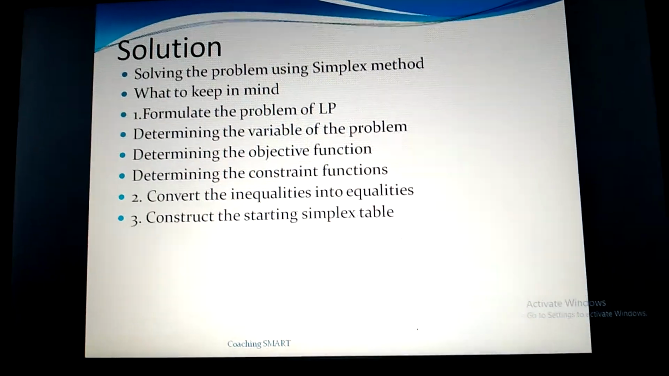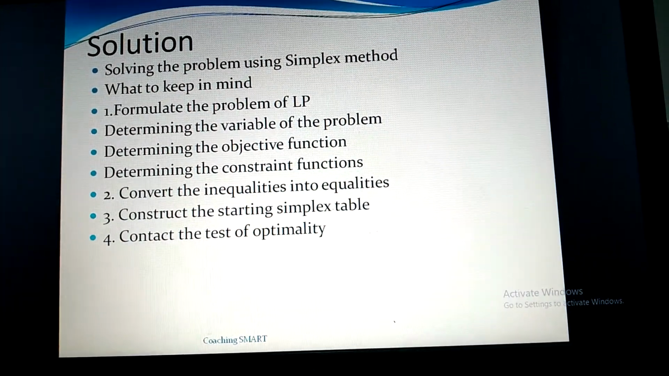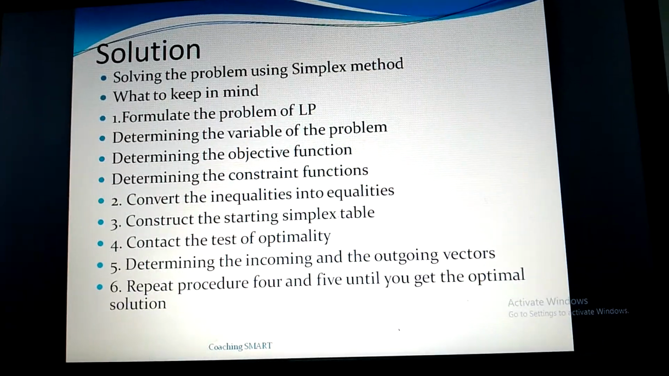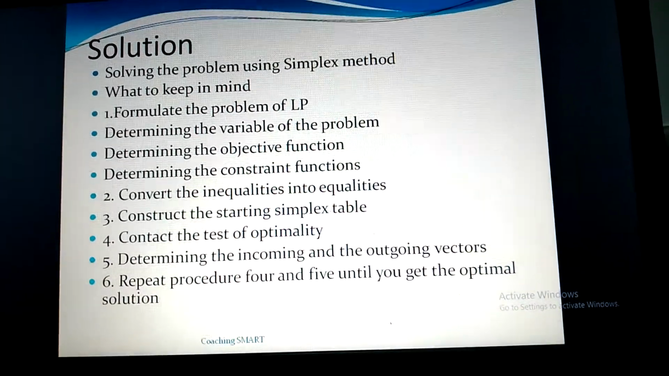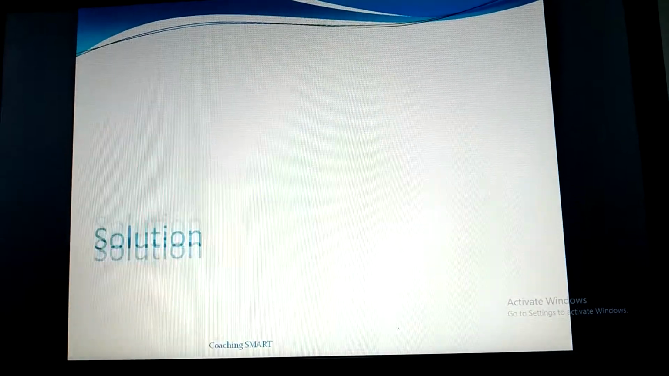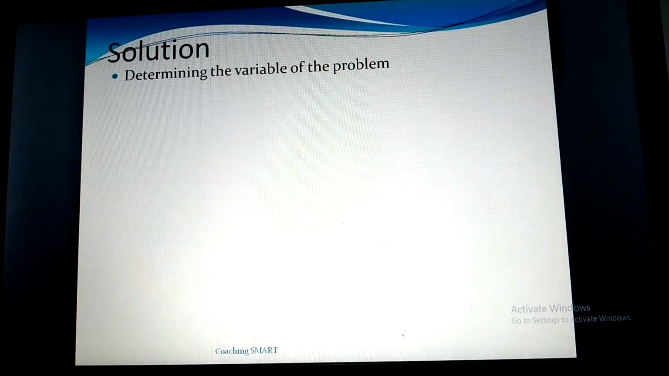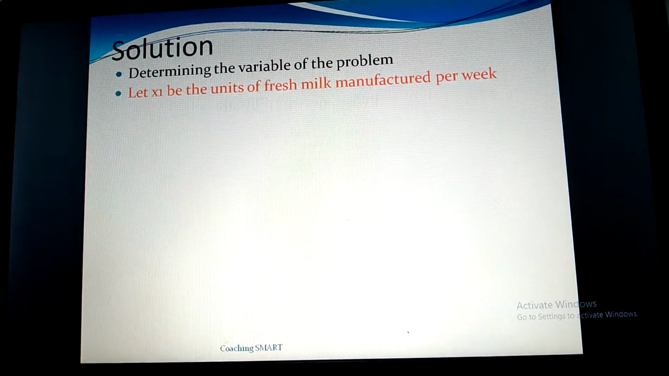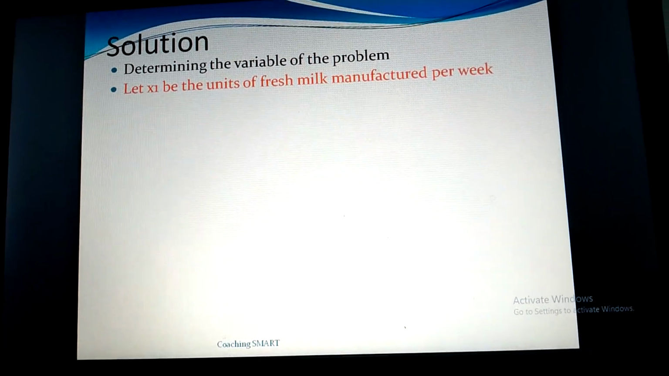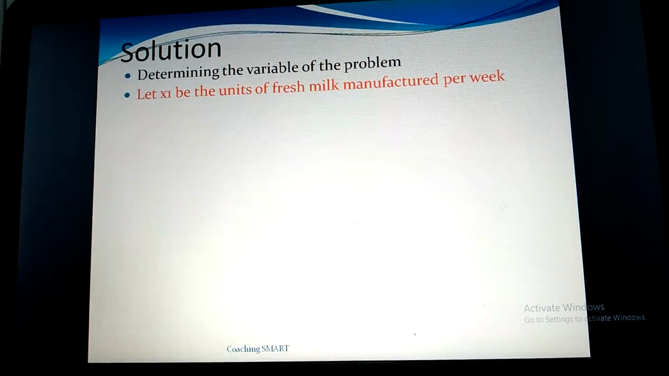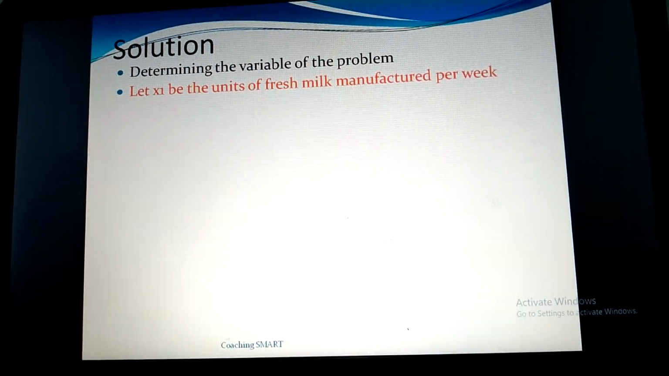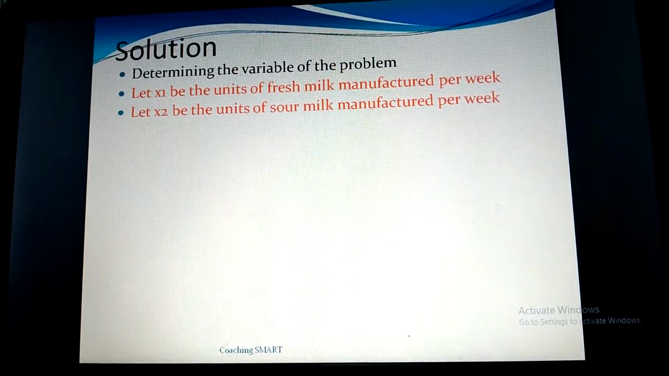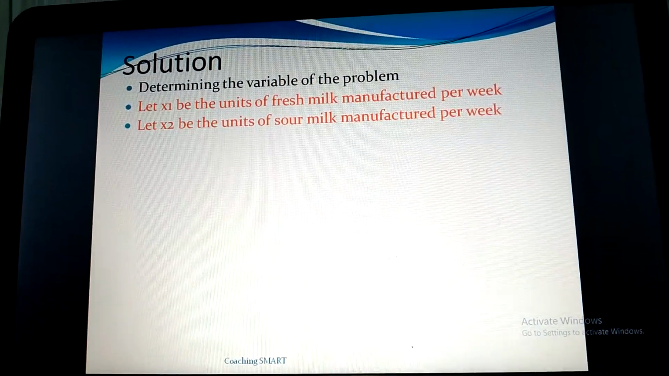6. Construct the starting simplex table. 7. Conduct the test of optimality. 8. Determine the incoming and the outgoing variable or vector. 9. Repeat procedures 7 and 8 until you get the optimal solution. Now we start. Determine the variables of the problem. So from the problem that we have read, these are the variables. Let x1 be the units of fresh milk manufactured per week. 2. Let x2 be the units of soy milk manufactured per week.